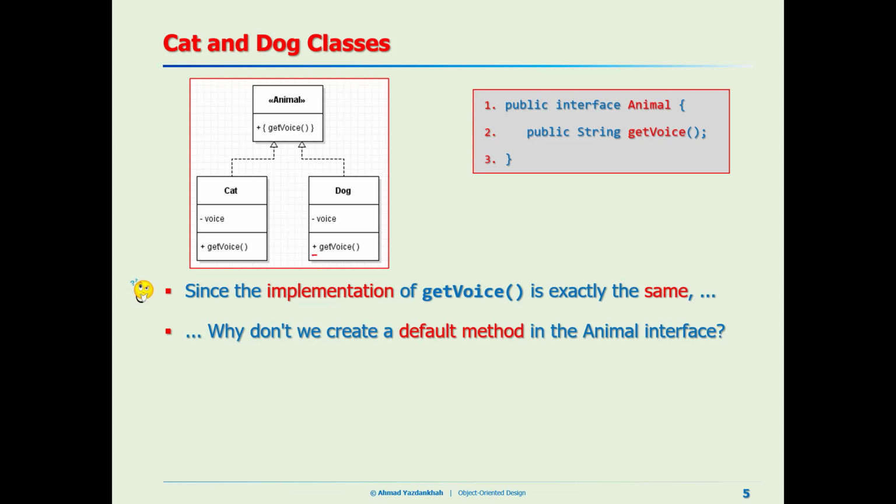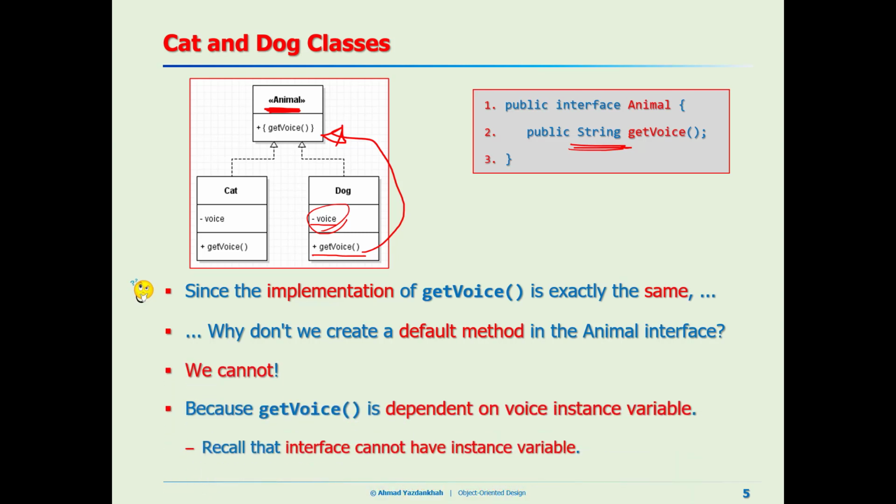Because the get voice in the previous slide has a dependency on voice. It is returning the voice, so it is returning an instance variable. If you put this here, it wants to return something that does not exist here. Because of this, we cannot factor out the get voice implementation and put it in the animal interface.